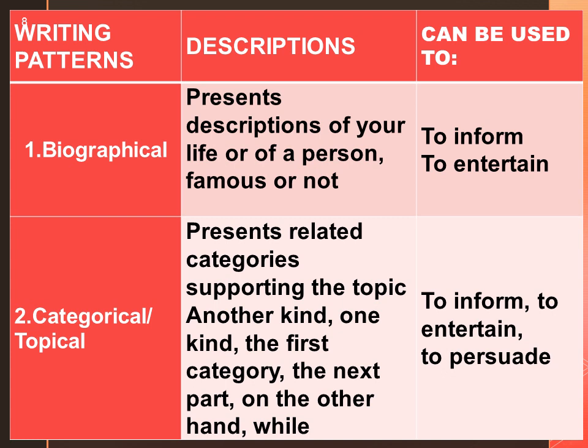Moment of truth. Let's take a look at the first pair of writing patterns. So we have first biographical and second categorical. To fully understand these concepts, we are going to see sample paragraphs, and then later on you will identify the writing pattern used. However, let us focus first on biographical writing pattern. This is usually used for describing the life of a particular person, whether that person is famous or not.